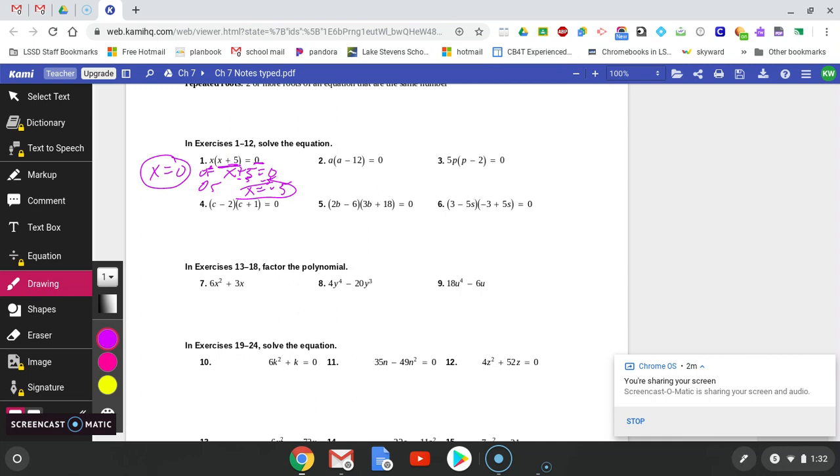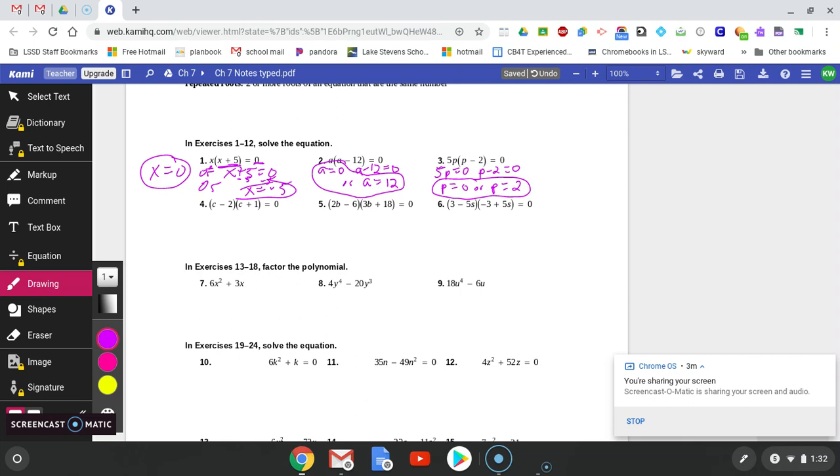So if I take a look at the next one, I know that either a is equal to 0 or a minus 12 is equal to 0. If I add a 12 on both sides, then I get a could either be 0 or a could be equal to 12. Go ahead and try the next two and see how you're doing, and then come back and check. Okay, so either 5p is equal to 0 or p minus 2 is equal to 0. So if I divide both sides by 5 for the first one, I get p is equal to 0. The second one, if I add a 2 to both sides, I get p is a positive 2. So again, I've got two possibilities. Either one, when I plug it in, will give me a true statement. So either one of those could be my solution.